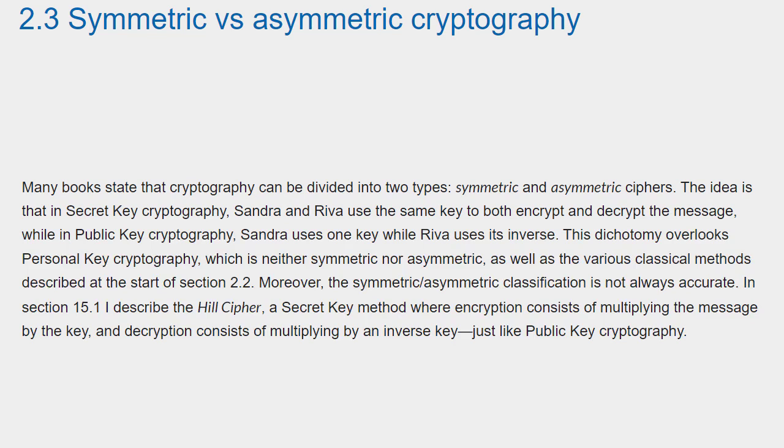This dichotomy overlooks personal key cryptography, which is neither symmetric nor asymmetric, as well as the various classical methods described at the start of section 2.2. Moreover, the symmetric-asymmetric classification is not always accurate. In section 15.1, I describe the Hill cipher, a secret key method where encryption consists of multiplying the message by the key, and decryption consists of multiplying by an inverse key, just like public key cryptography.